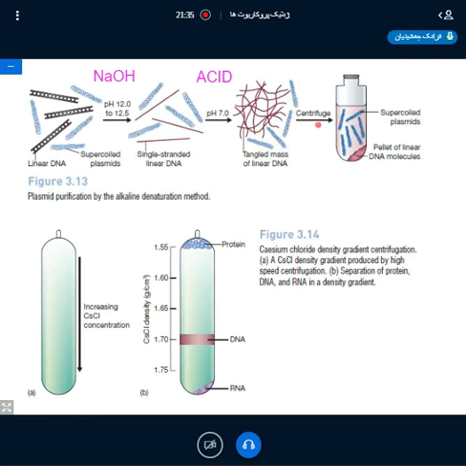What will happen if we centrifuge? After that, if we centrifuge, what will happen? The pellet has the linear DNA, because it is a tangled mess, and it goes to the bottom of the microtube. In the pellet, we have linear DNA molecules, and in the supernatant, what do we have? We have supercoiled plasmids.